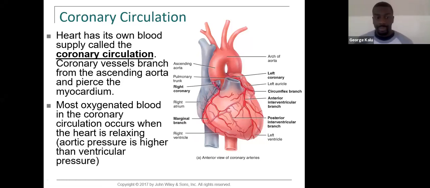Okay? So most of the oxygenated blood is going to be delivered whenever the heart is relaxing, just because of the aortic pressure being higher than the ventricular pressure at that point.